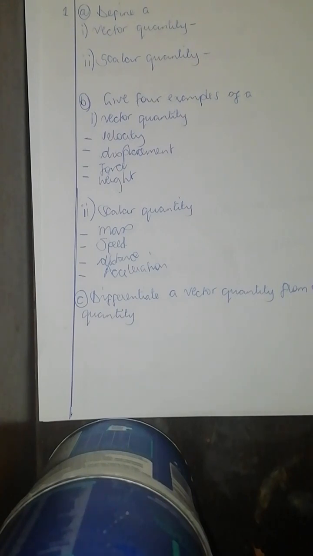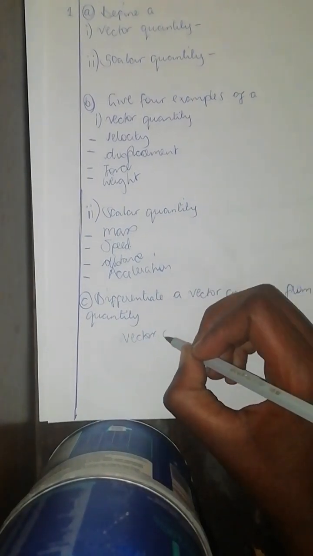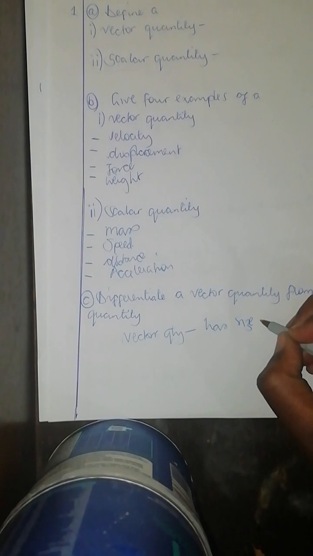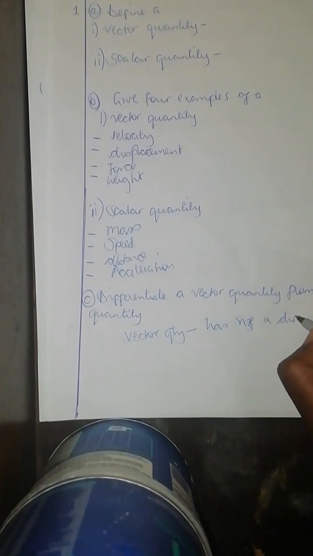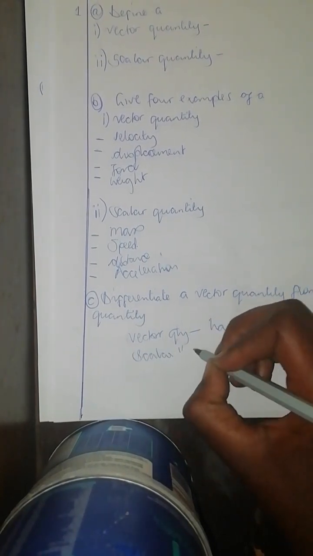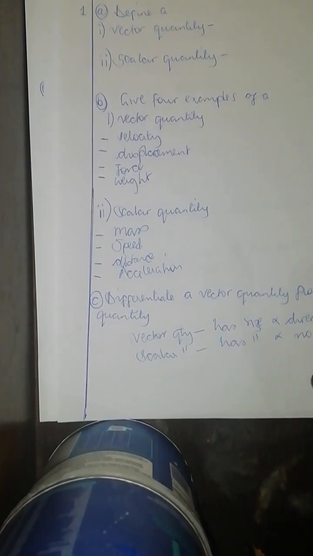So differentiate a vector quantity from a scalar quantity. A vector quantity, as I've alluded to, has both size and direction, or magnitude and direction, whereas scalar has only size and no direction. So vector quantity has size and direction. Scalar has size and no direction.